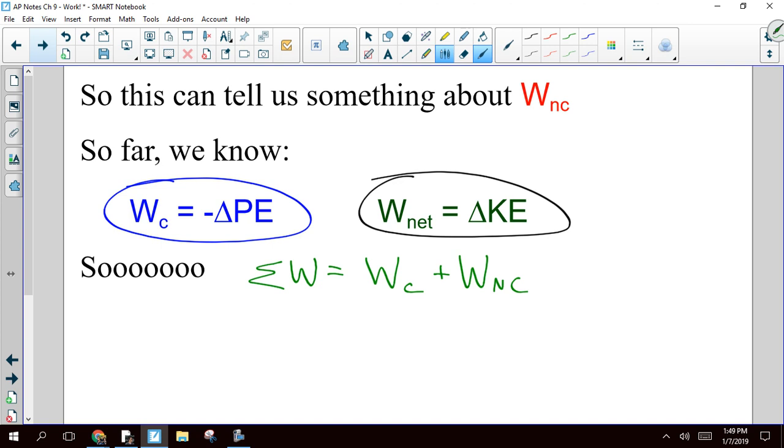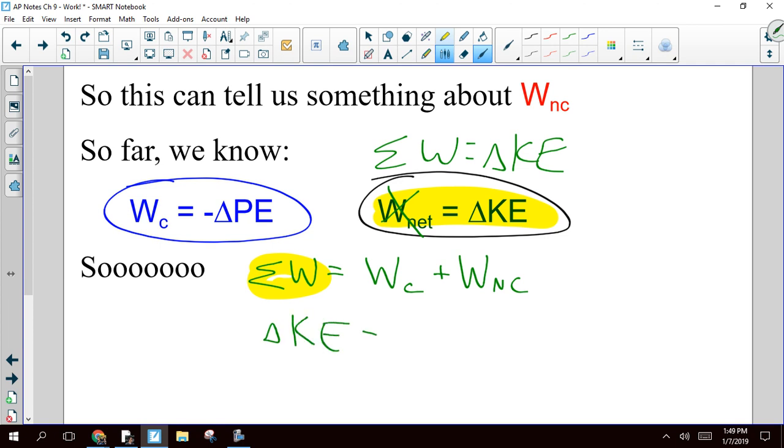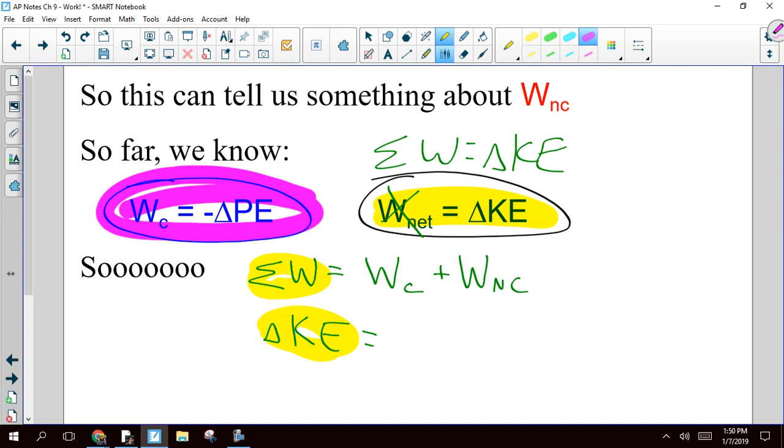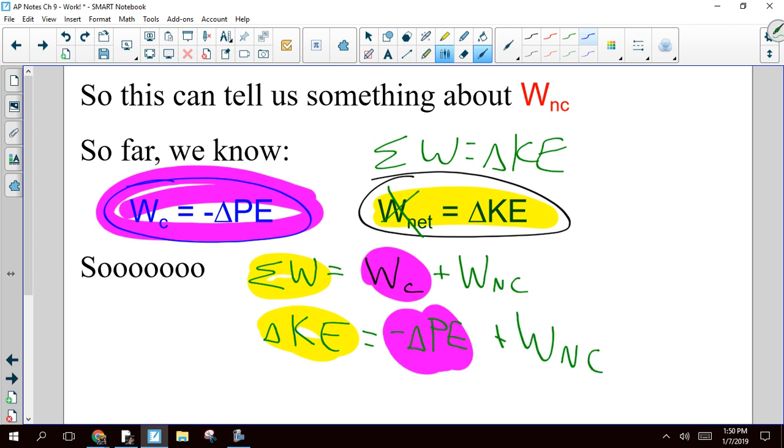Okay, so now let's do a quick substitution. From here, I know that my net work equals change in kinetic energy. So this is just this. And then from over here, I know that the work done by conservative forces is the opposite of my change in potential energy. So this is negative delta PE plus the work done by my non-conservative forces.